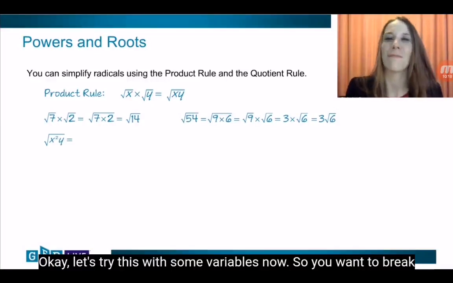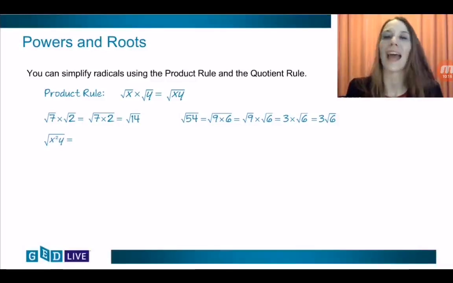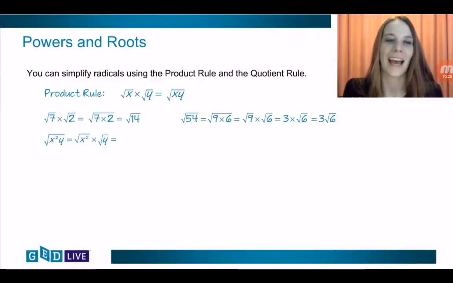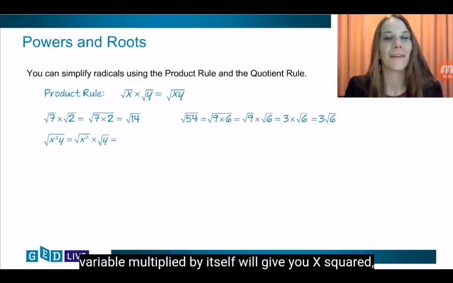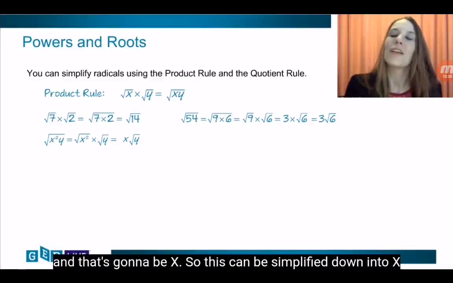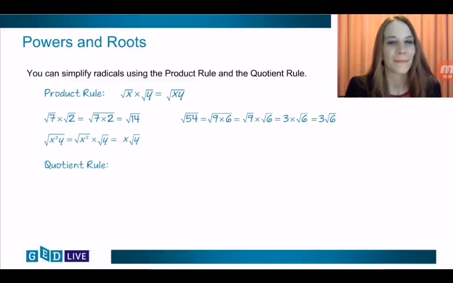All right, let's try this with some variables now. So you want to break this up. Let's see, is there a square factor here with x squared and y? Well, if we rewrite this as the square root of x squared times the square root of y, indeed, you can find one variable multiplied by itself will give you x squared, and that's going to be x. So this can be simplified down into x times the square root of y.